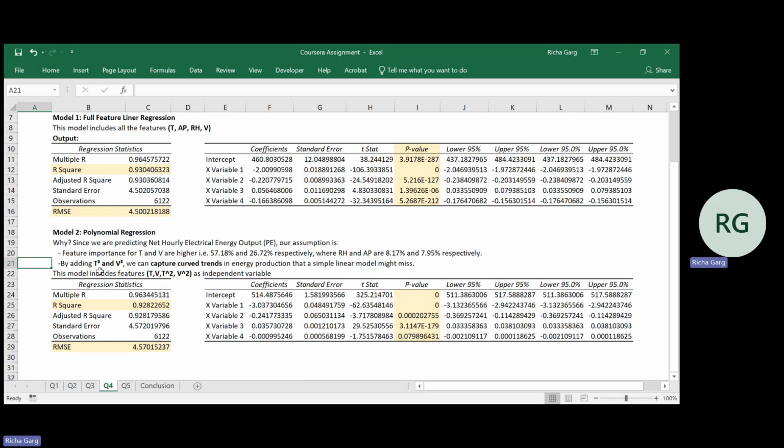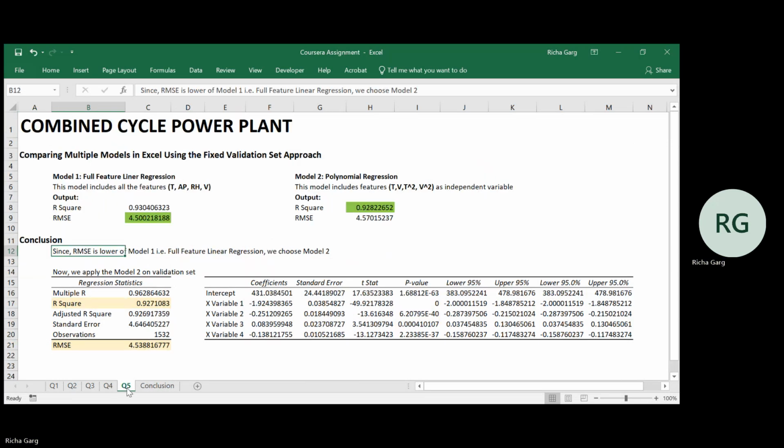Likewise, I've added T square and V square so that the curve trends of the energy production can be captured by a simple linear model. So this model 2 I have created with the features of T, V, T square and V square. On this I have performed regression in which I have received R square and RMSE. Now comparing both the models, R square and RMSE, these are the outputs.